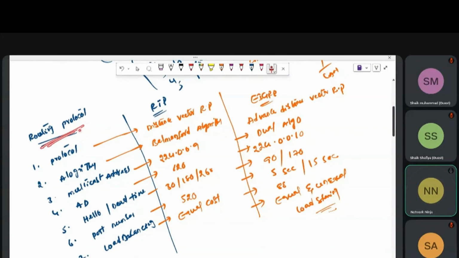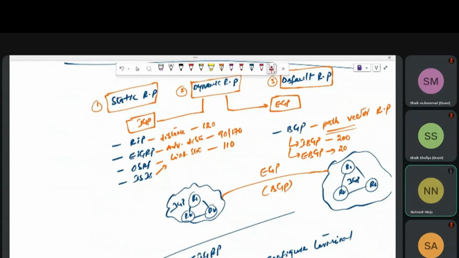So in routing protocols, we discuss the similarities. Every routing protocol will have similarities, right? What protocol it is going to be used, the algorithm, multicast address, administrative distance, hello and dead timers, port numbers, load balancing. So we compare RIP and EIGRP: what features we have, what advantages we have, and what disadvantages we have. Then we discuss the protocols in detail.